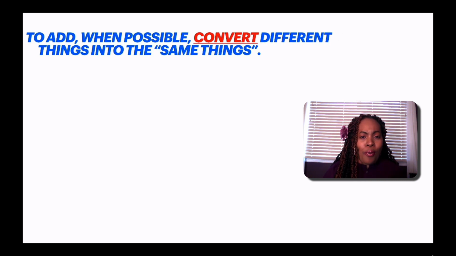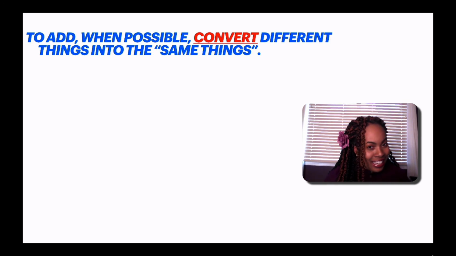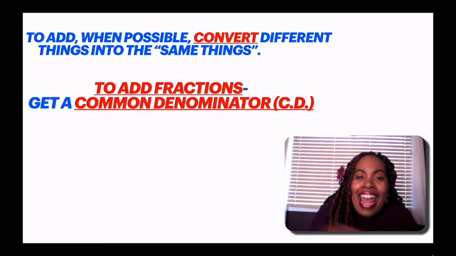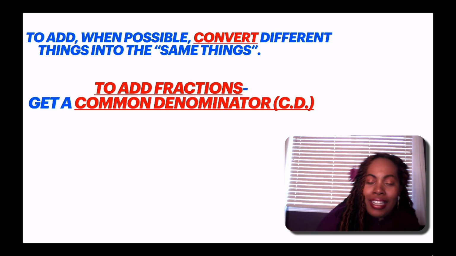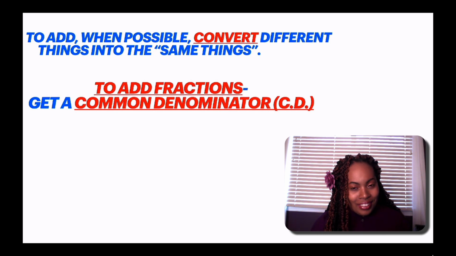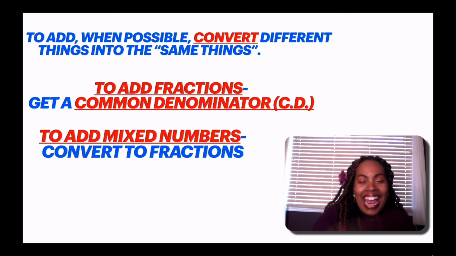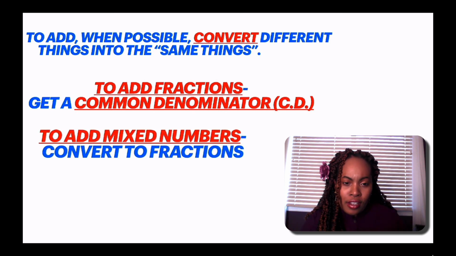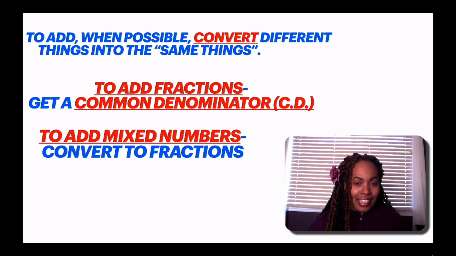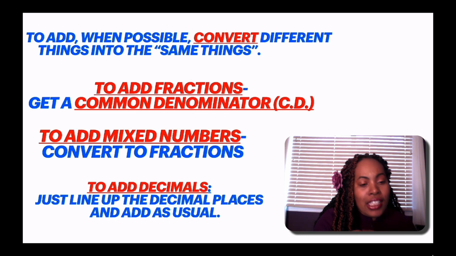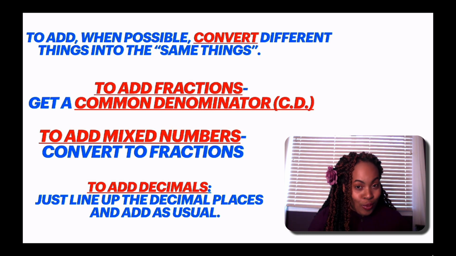Beautiful. So let's go back and recap our 4 main points of today. Number 1, to add, when possible, convert different things into the same things. Number 2, to add fractions, get a common denominator, also known as a CD. Speaking of which, I hope you're going to be getting my CD soon, okay? And then next, to add mixed numbers, convert them to fractions. And lastly, like we just said, to add decimals, simply line up the decimal places and add as usual, okay?